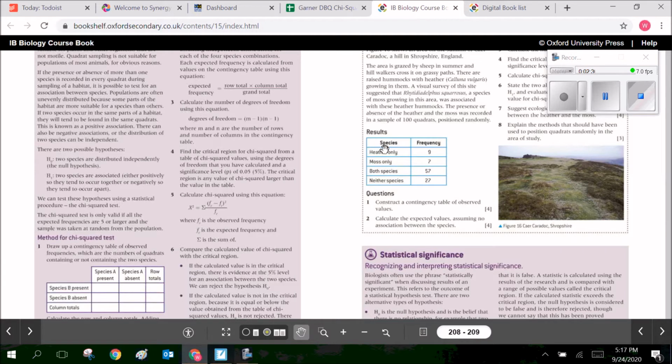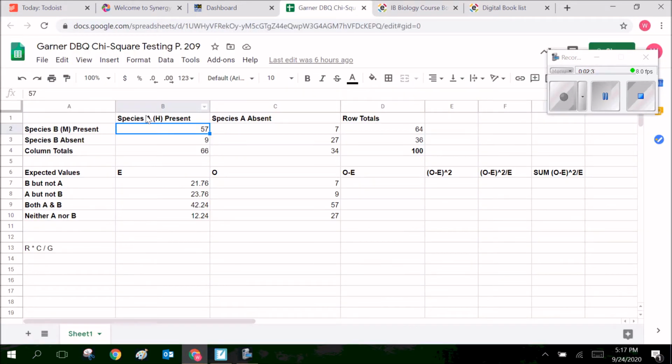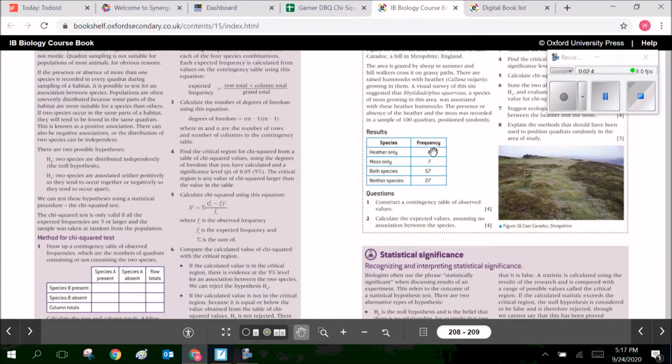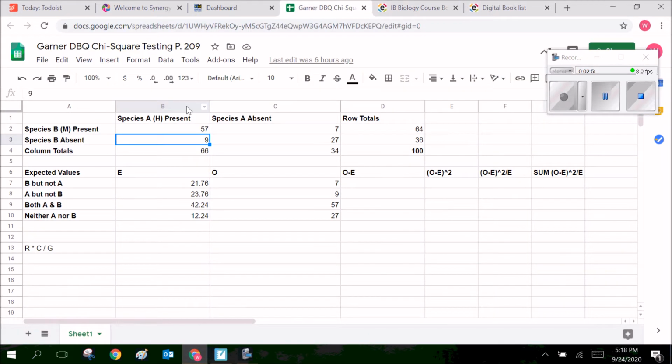So the scenarios that they gave us are heather only, but no moss, is the first area they sampled. So heather, which is our species A, was present, but moss was absent. So it would be in this box here, present, absent, and they would put 9 in there because 9 is the number they gave us. They found 9 individuals of heather where there was no moss. In the second sample area, they found moss only. They found 7 moss, but no heather. So over here, species B is present but A is absent, and we click in and put 7 in.